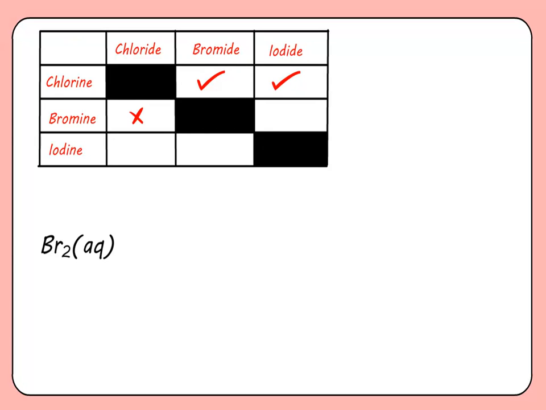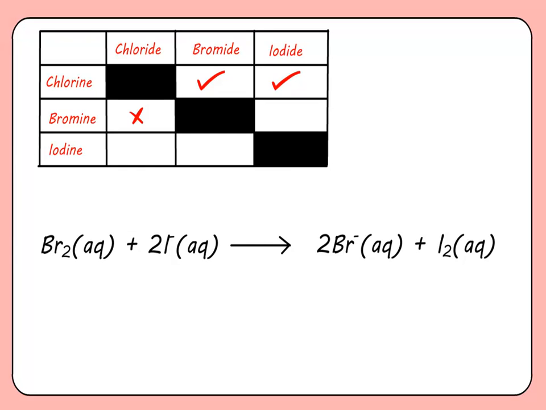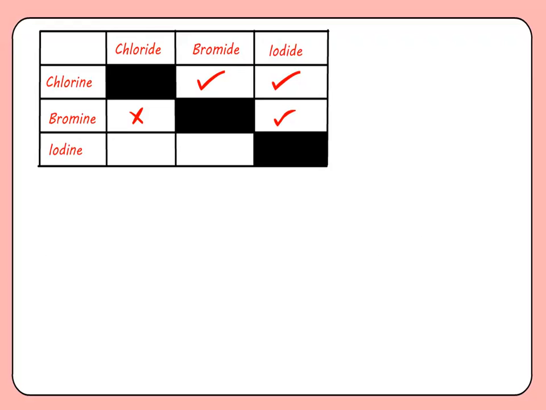When bromine water is added to iodide ions, there is a reaction, since the more reactive bromine will displace the less reactive iodine, and consequently the solution will turn brown due to the presence of iodine, I2. When iodine is added to both chloride and bromide ions, there is no reaction, as both chlorine and bromine are more reactive than iodine, and the colour of solution in both cases will be brown due to unreacted iodine.